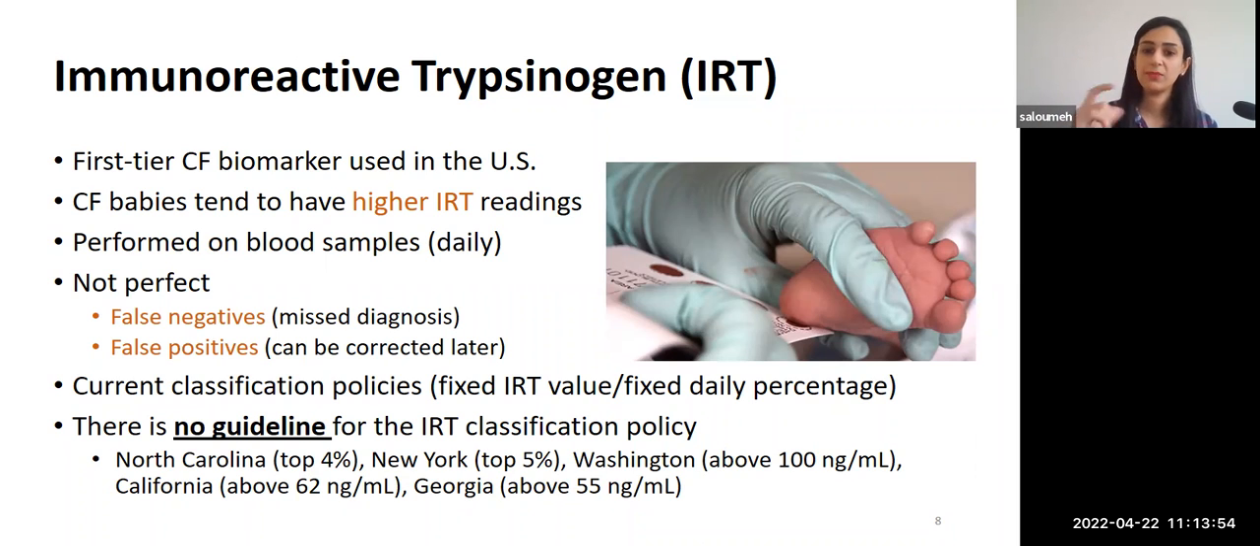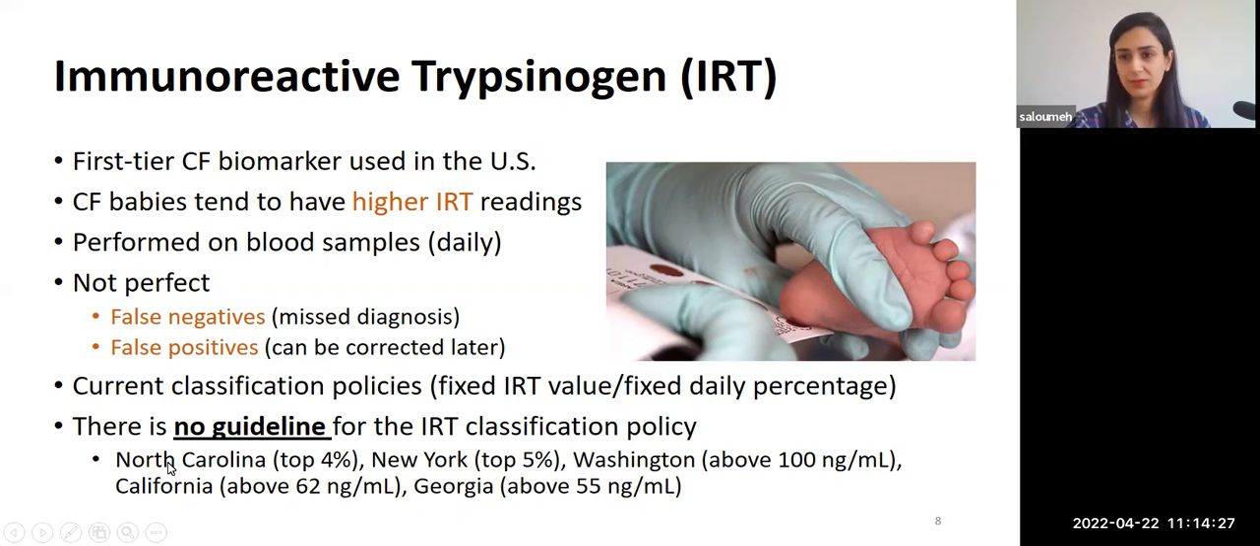But this number can be very different from one state to another. For example, in Georgia, this value is 55. In Washington state, the value is 100. You can see that there is a significant difference between California's threshold and Washington's threshold. For example, one baby with an IRT value of 70 is positive in California and IRT negative in Washington. And there is no guideline for the IRT classification policy. There's no national guideline that says this should be the IRT value.